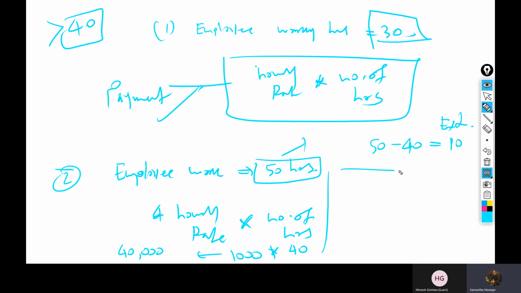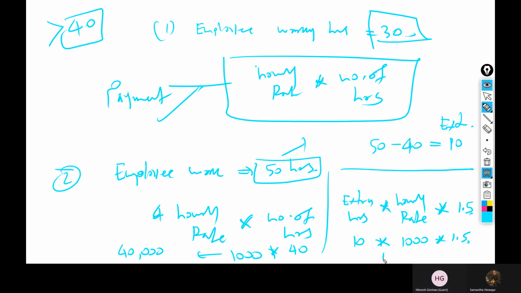For the extra hours, payment will be calculated. What's the formula? Extra hours into normal rate, hourly rate, into 1.5. That means here, for example, 10 into hourly rate is 1000 into 1.5. That means 10,000, 15,000.